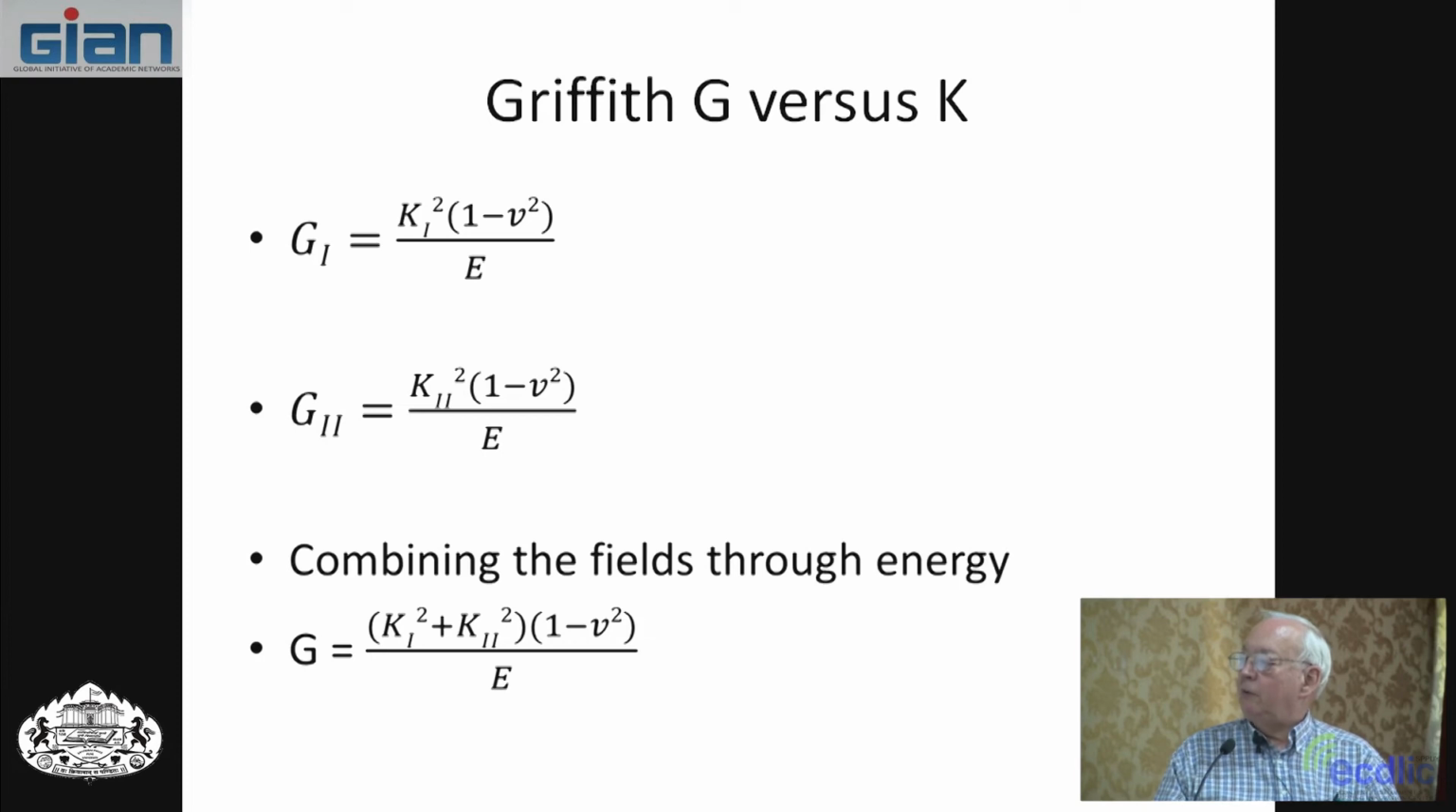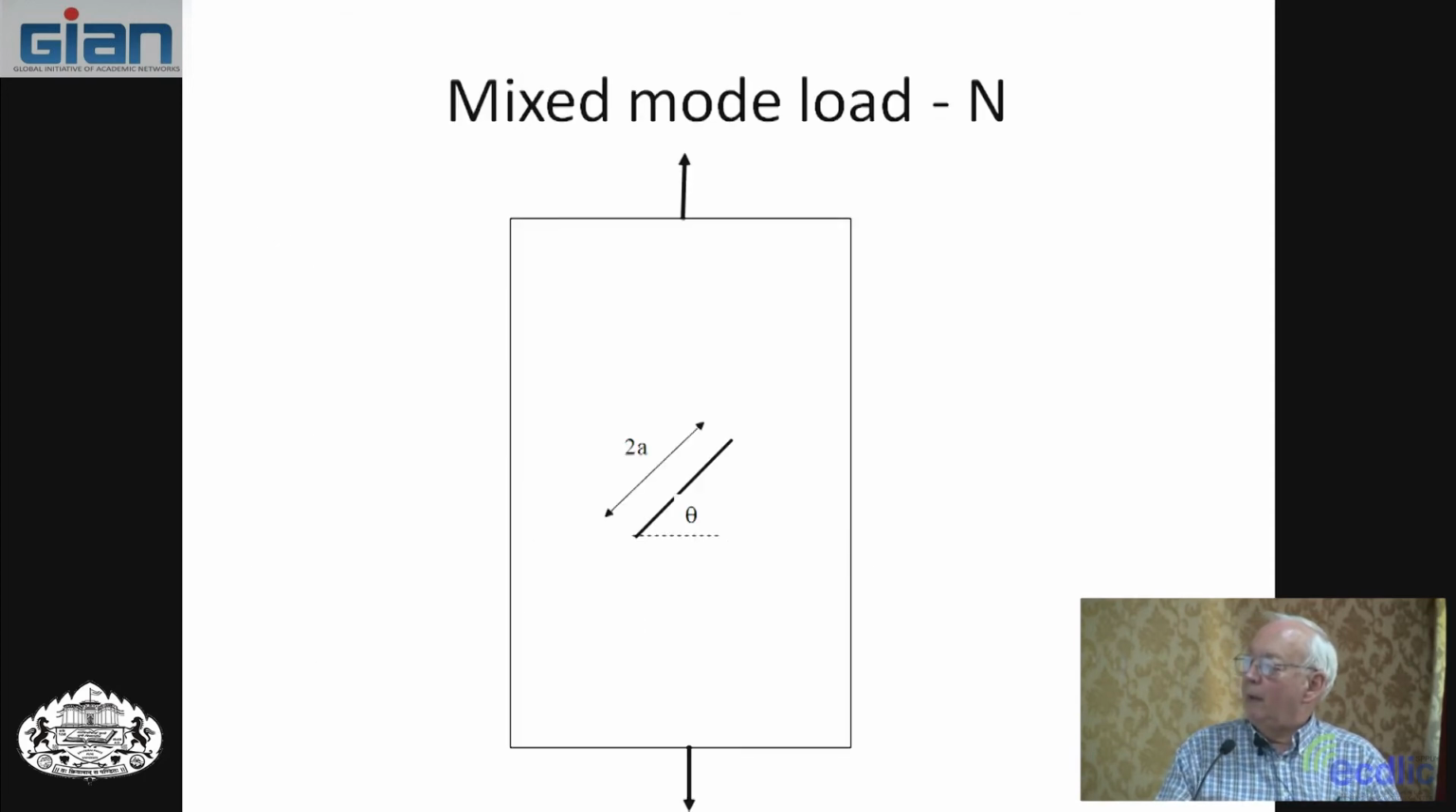There are two elastic constants, the E elastic modulus and the nu, which is called Poisson ratio. So the K1 converts to Griffiths G like that. The K2 converts to Griffiths G like this. So to get a Griffiths G that is combined in both fields, you have to add these terms together and get, this is a scalar term then, no longer a vector term. So this combines the fields in an adequate way.